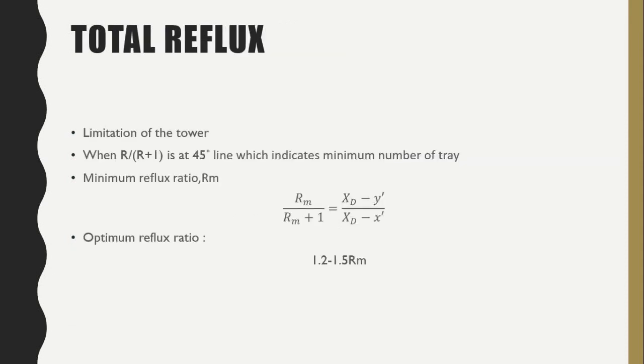Total reflux tells us about the limitation of the tower. When R over R plus 1, or what we call the slope, in the enriching zone is at the 45-degree line, it indicates the minimum number of stages. To find the minimum reflux ratio, or Rm, we will use this equation, where y prime and x prime we will get from the graph. And after we find the Rm, we will use it to find the optimum reflux ratio.